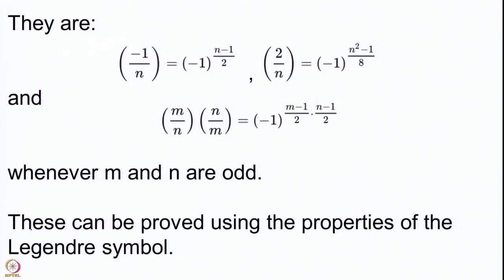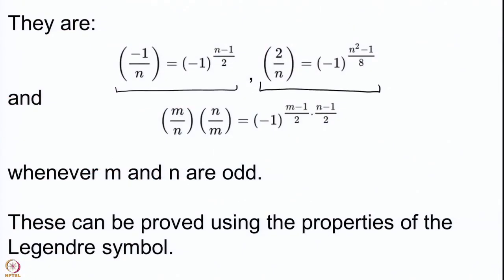The most important of those were the quadratic reciprocity laws, which are here in front of you in this slide. So we have that the Jacobi symbol of minus 1 by n is equal to minus 1 to the power n minus 1 by 2. So the Jacobi symbol can be computed for minus 1 in line with the computation for the Legendre symbol. If n is odd, then 2 by n has the same formula as in the prime modulus case, the Legendre symbol case: the Jacobi symbol 2 by n is equal to minus 1 to the power n square minus 1 upon 8.